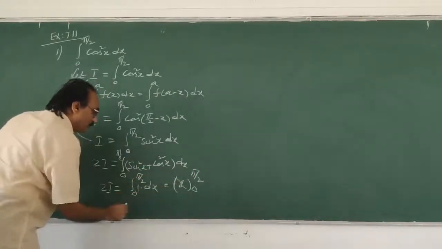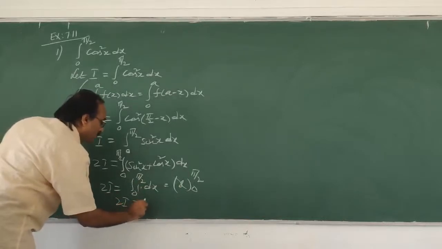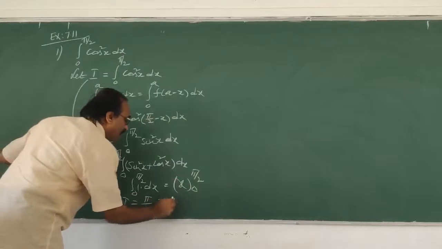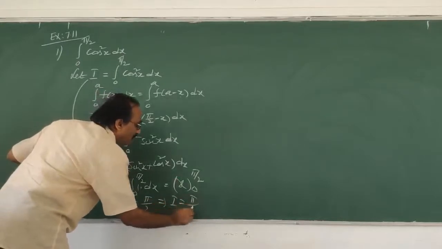So 2I is equal to, how much will you get now? 2I is equal to pi by 2 minus 0. So this implies I is equal to pi by 4.